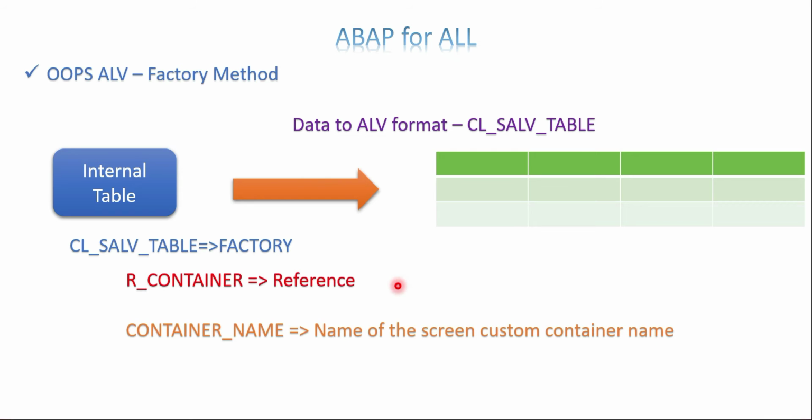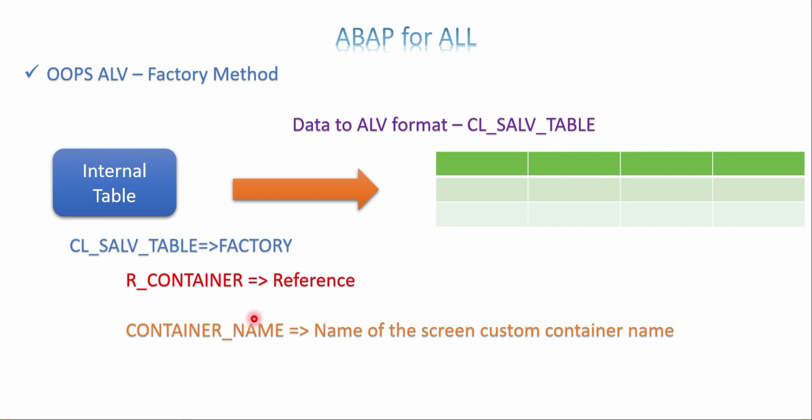The next one: the other two parameters are used in the same method, and those are again optional. Suppose there is a requirement to display the ALV in a container, the same way we display ALV with a container option. The same thing can be used in the same factory method, with two parameters. One is a reference that gives the container reference. Obviously, you need the reference of your container also, because that is a different class. So that is coming under this parameter.